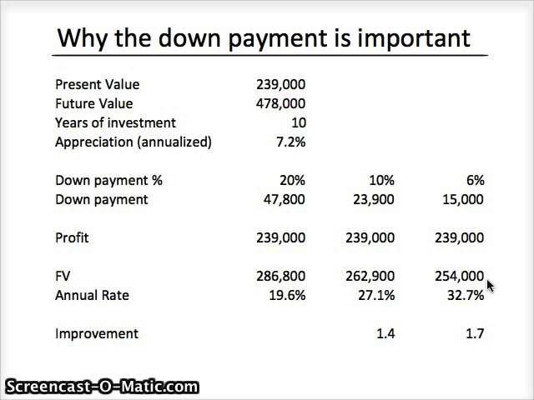So if we look at the present value, which is our down payment, and the future value, which is our down payment plus the profit, we can calculate the annualized return, which is, for this example, 19.6%, 27.1% here, and 32.7% in the final example. So when we're able to use a lower down payment to control an asset, we can greatly increase our returns because we're increasing our leverage. And the improvement from using half the down payment here is 1.4 times our annualized return, and here it's 1.7.